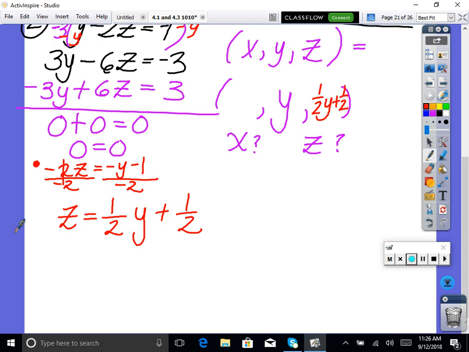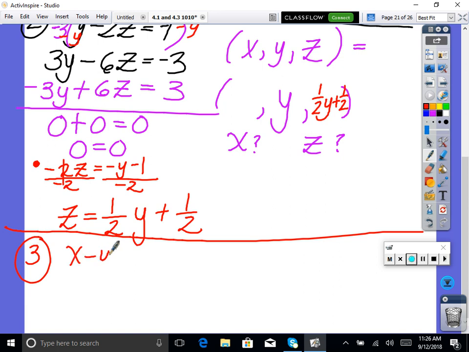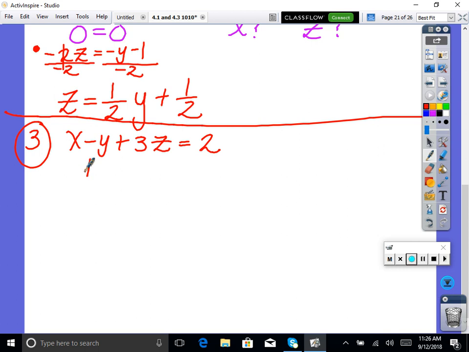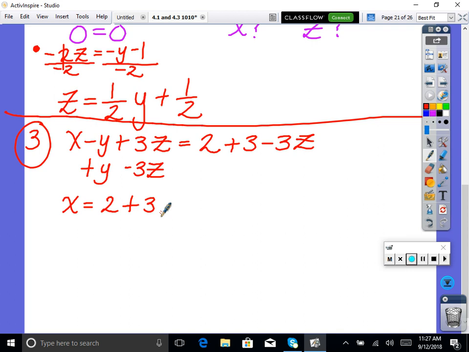And now we can section it off and do step number 3. So the original equation, anyone remember it? x minus y plus 3z. Okay, let's plug in what we know. No, actually, let's not plug in what we know yet. Let's solve for x first, because don't we not know what x is? So let's get x alone here, because we want it to be x equals something. So add y, subtract 3z.